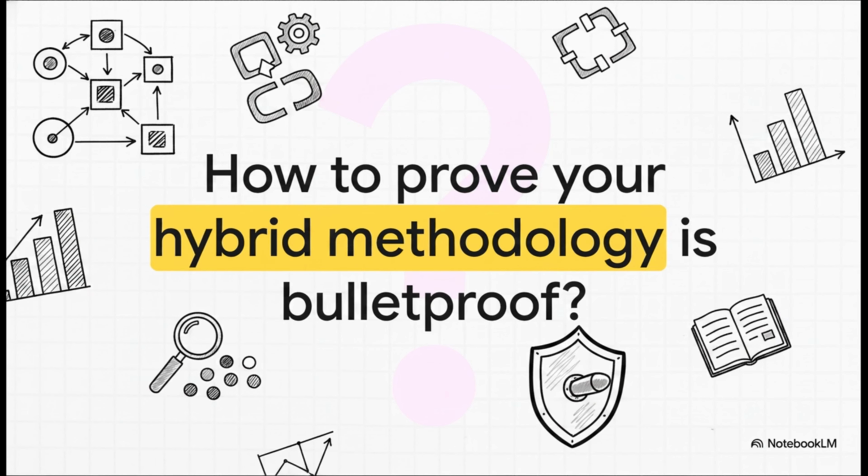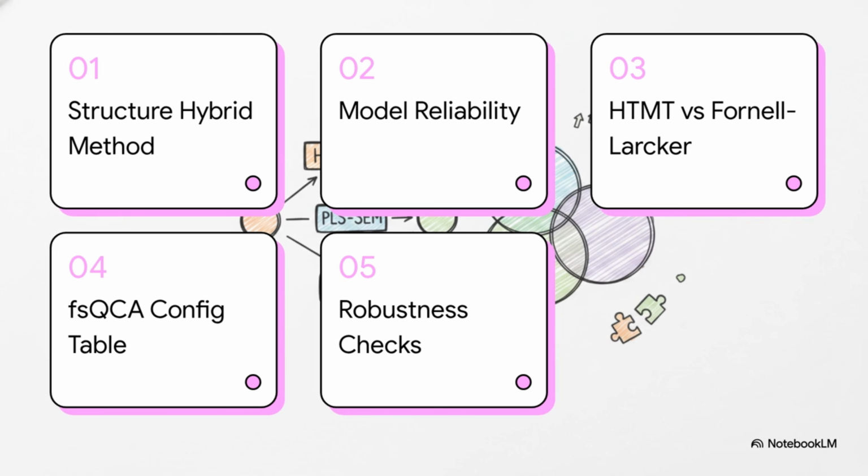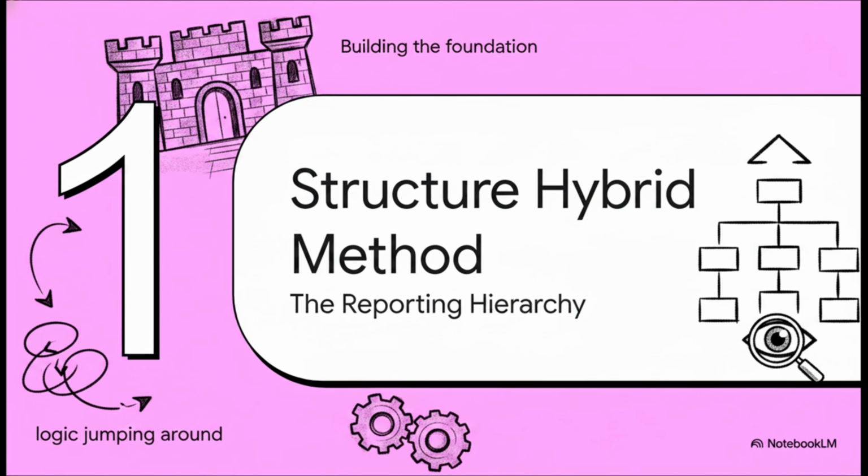When a committee member zeroes in on your data, how do you show them that your structural models and your causal configurations aren't just statistical illusions? Because it's not just about running the software. It's about how you build and report your argument. Okay, let's dive into the roadmap we'll use today. We're covering structuring your hybrid methodology, the reflective model reliability checklist, HTMT versus Fornell-Larcker, the fsQCA configuration table, and finally, essential robustness checks.